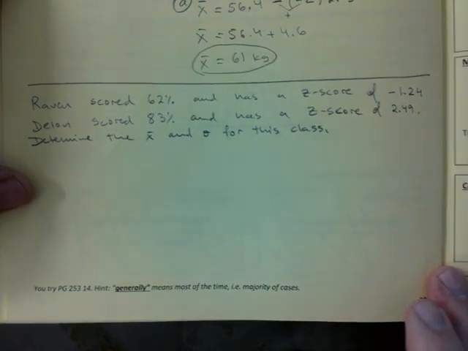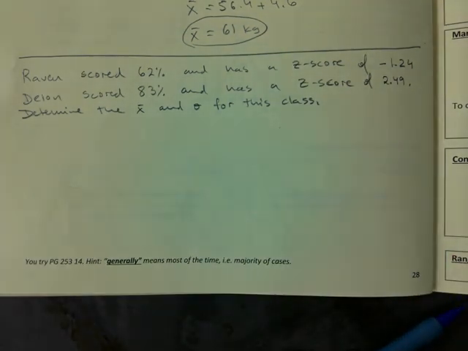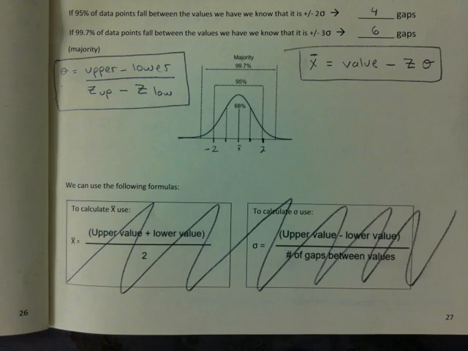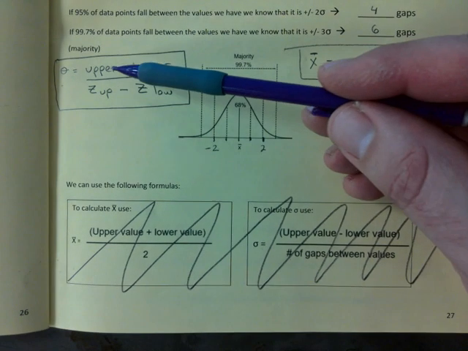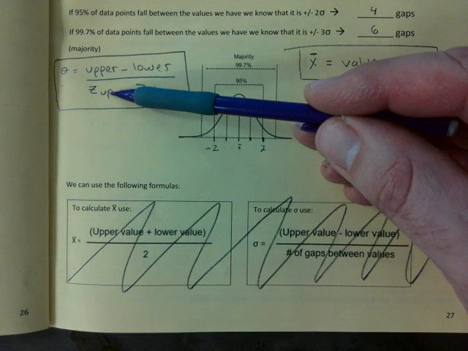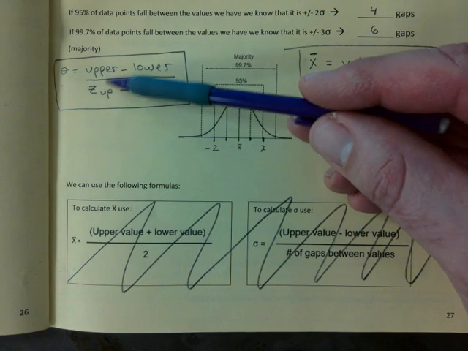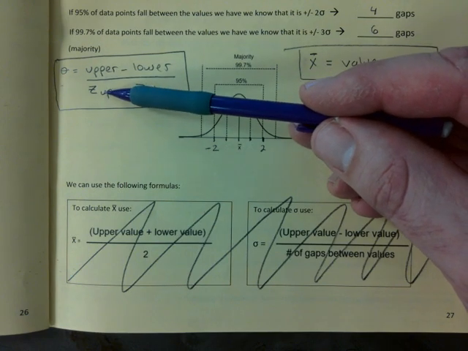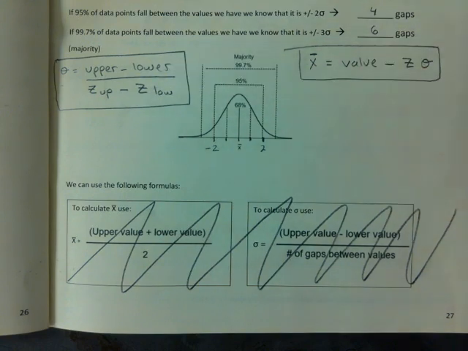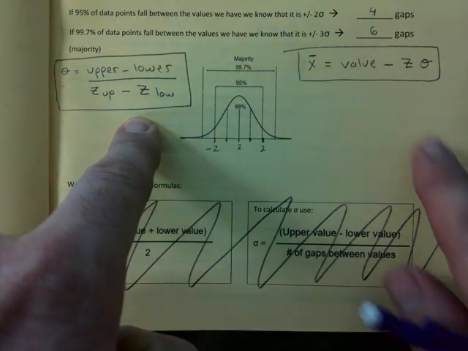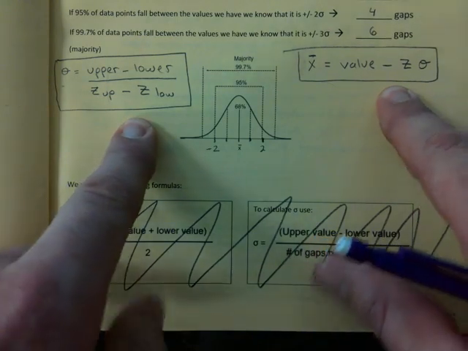Would you be able to do that one? The ones you would want to use when you have a question like this. And the upper matches with the z up, right? These two match, because remember, every value has its z-score. Okay. And do this first, then this second, right?